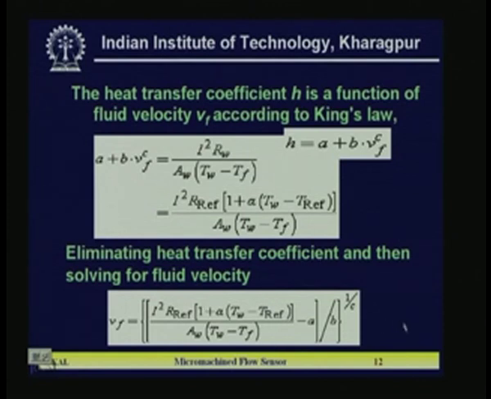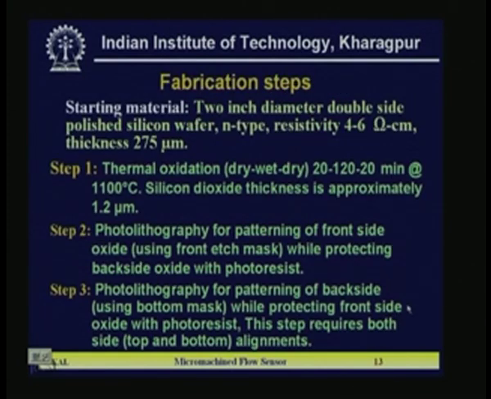Now if we discuss the fabrication steps, it will be like that. The starting material which we have started with is a 2-inch diameter double side polished silicon wafer. Why double side polished? Because you have to align both sides, the front side as well as the back side. If it is not both side polished, that alignment will be difficult and it will not be properly done. So that is why we have to use a both side polished silicon wafer. It is N type, resistivity 4 to 6 ohm centimeter, thickness 275 micrometer.